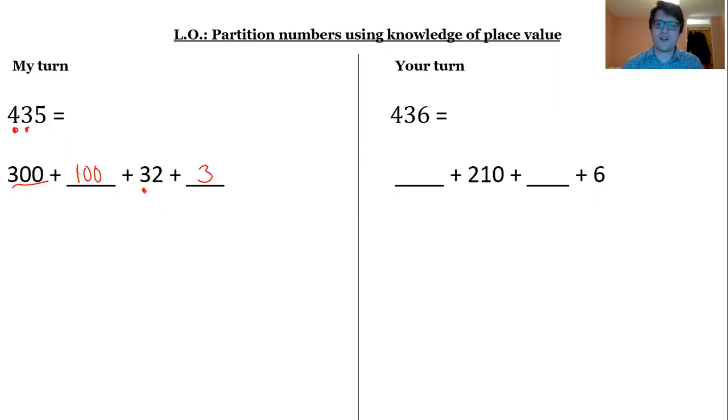Okay, slightly trickier one this. So we can see I want to get to 400. I've got 200 already, so if I add another 200, that will take me up to 400. I need to get 30 now. At the moment, I've only got 10. So I'm going to need another 20, and then I've already got my 6 ones there, so that's fine.